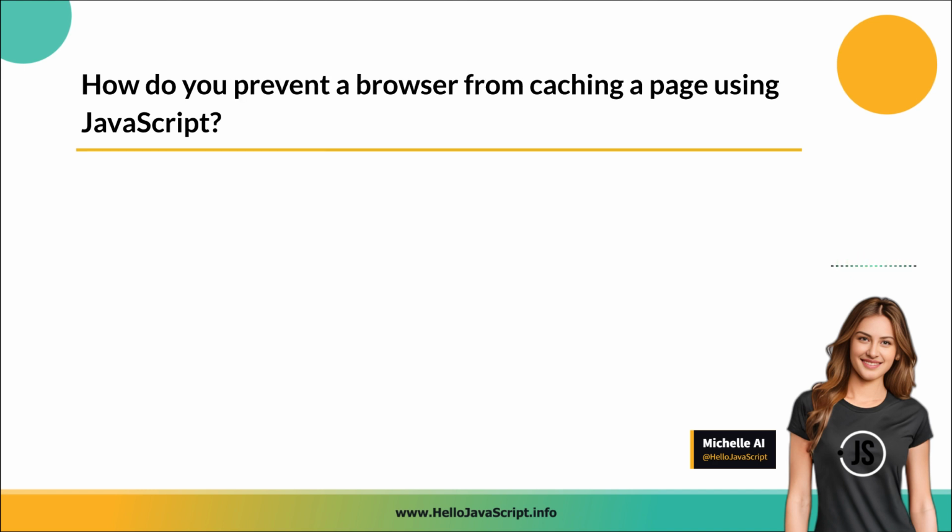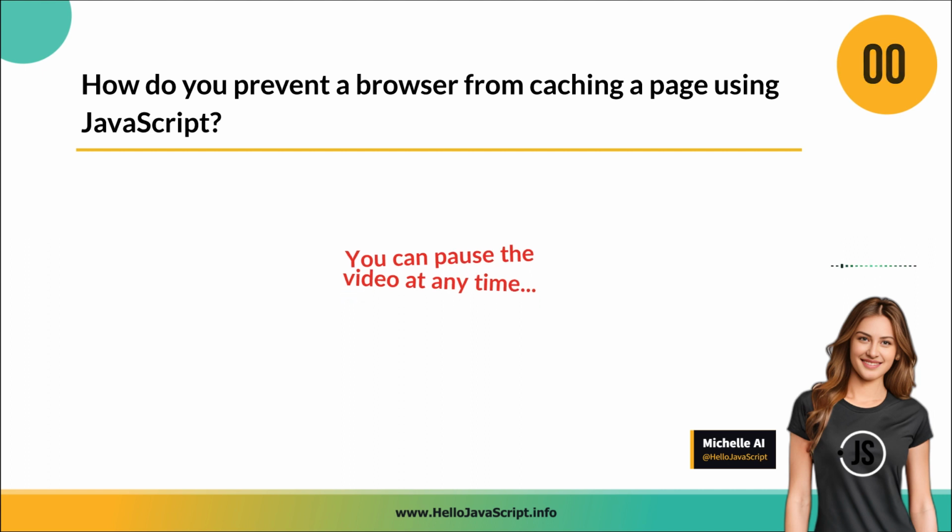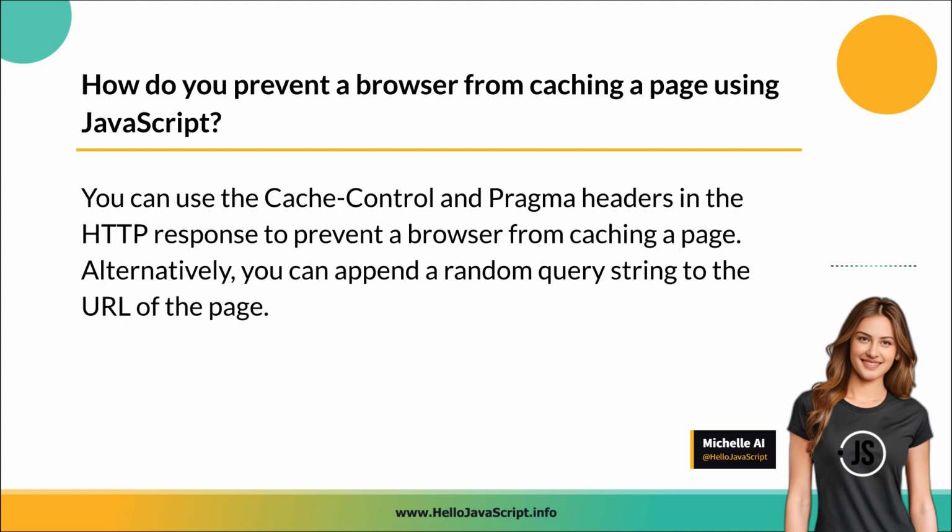Let's look at the next question. How do you prevent a browser from caching a page using JavaScript? The correct answer is: you can use the Cache-Control and Pragma headers in the HTTP response to prevent a browser from caching a page. Alternatively, you can append a random query string to the URL of the page.